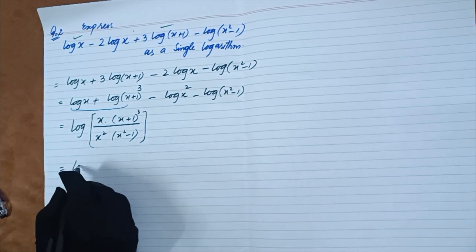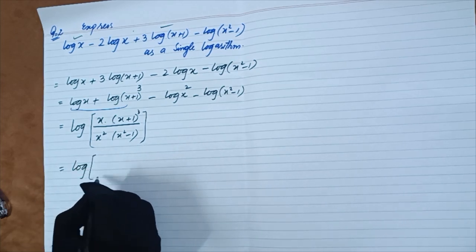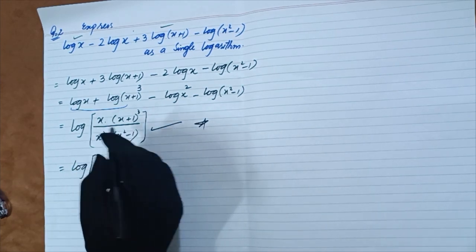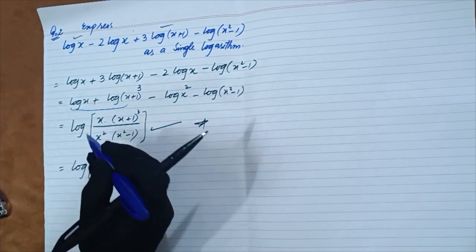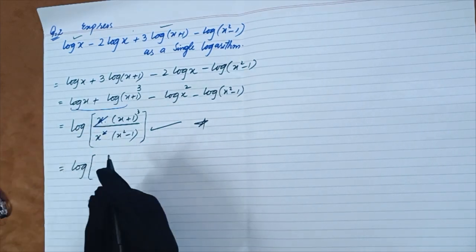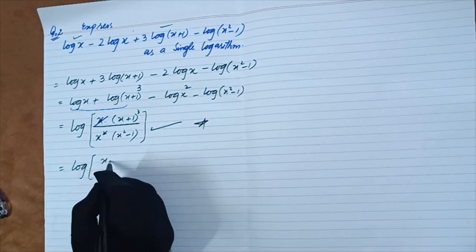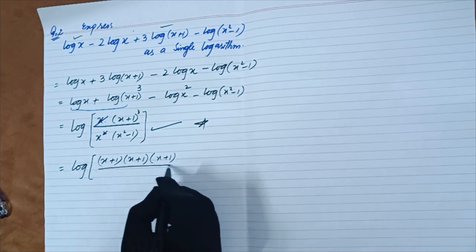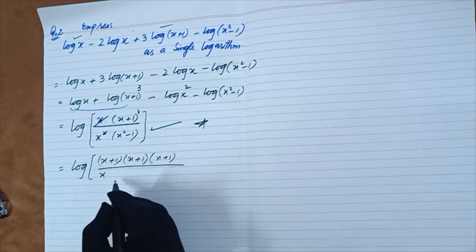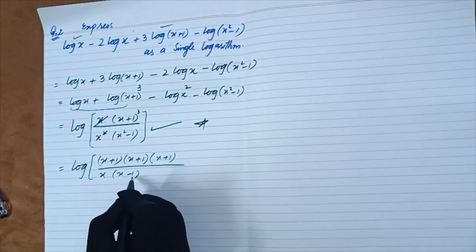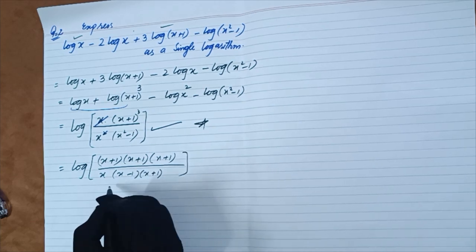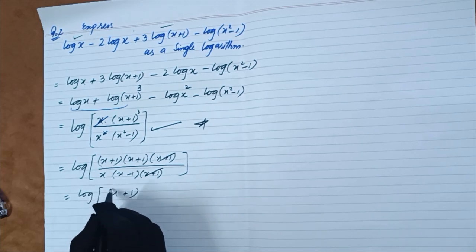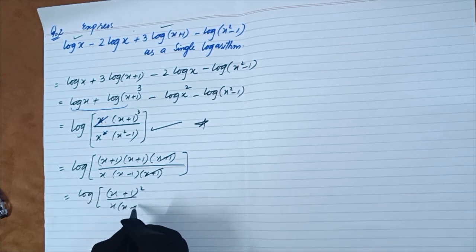Now it's up to you. You want to simplify it more or you want to keep it as it is. It's up to your choice. It looks to me like it can be simplified. So let me simplify: x cancels with the square, and x cube means x plus 1 cubed. Here only one x is left, and x square minus 1 can be factorized, so this one is cancelled. The remaining is x plus 1 square over x into x minus 1.